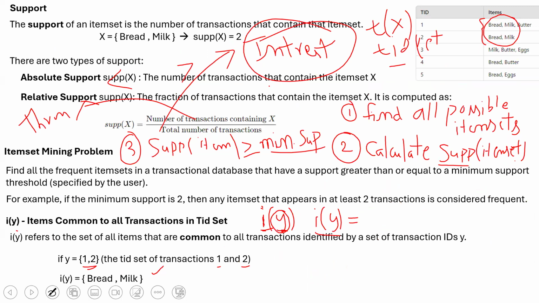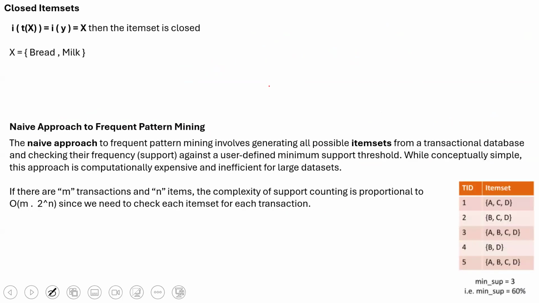And then you calculated support. Support is of two types. One is relative support and the other one is absolute support. You also have seen the difference between them, and you also have understood what the item set mining problem is. You just have to find out the item sets where the support of the item set is greater than or equal to the minimum support. Your interest is to find out all such possible item sets, right? And then you also found out what I of Y is, where Y is the TID set. I of Y is nothing but the intersection of all the items in all the transactions in the TID set. That is what I of Y is.